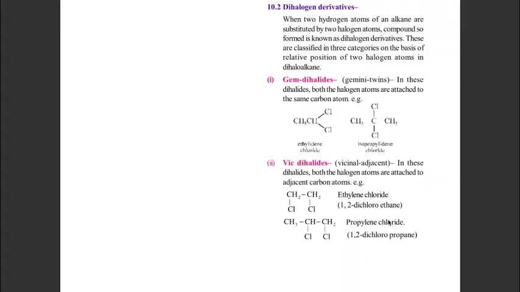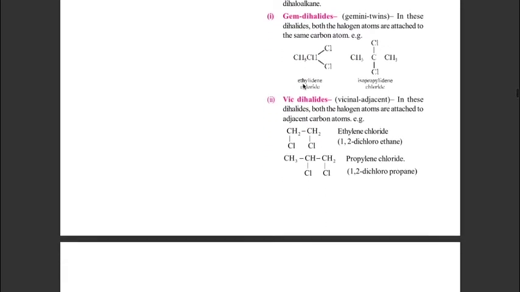Hello students, in this video I will discuss dihalogen derivatives, their methods of preparation and properties. Dihalogen derivatives means in alkyl halide two halogen atoms are present. Now depending upon the position of two halogen atoms in the molecule, dihalides are again divided into three categories.